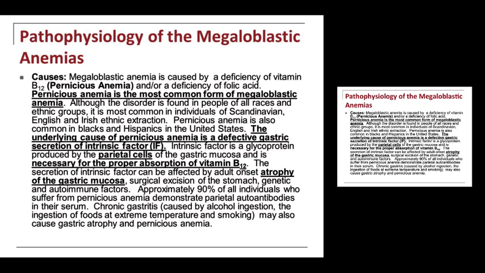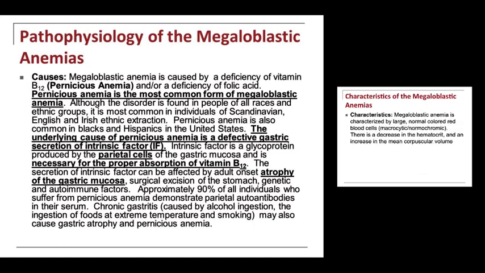B12 absorption can be affected by decreased intrinsic factor if there's atrophy of the stomach lining or the gastric mucosa. That typically happens as people age. It can also happen if there's been excision of a portion of the stomach, or when stomachs are made smaller for weight loss. And of course, there are genetic and autoimmune factors. 90% of all individuals who suffer from pernicious anemia demonstrate parietal autoantibodies in their serum. Chronic gastritis that can be caused by alcohol ingestion, and any type of gastric atrophy can lead to pernicious anemia.